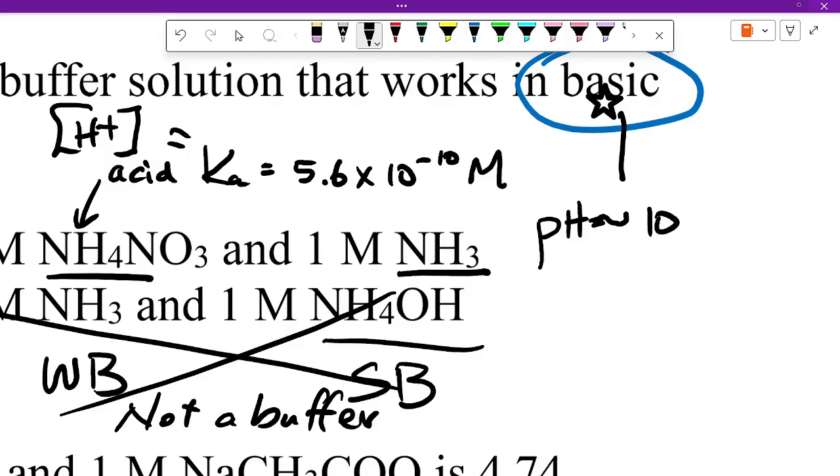No? Sorry? It means, maybe it's the wording of the question that's messing you around, but it just means which of them would be the best at keeping the pH basic. Yeah? I think it might be the wording of the question that's messing you up. Yeah.